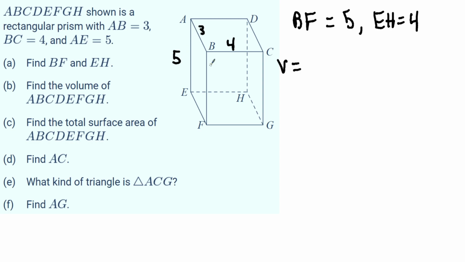But we would also need to cover BC's distance, that horizontal distance. So in total, your answer would be 5 times 3 times 4. Which is, well, 5 times 4 is 20, and 20 times 3 is 60. And that would give us our total volume.